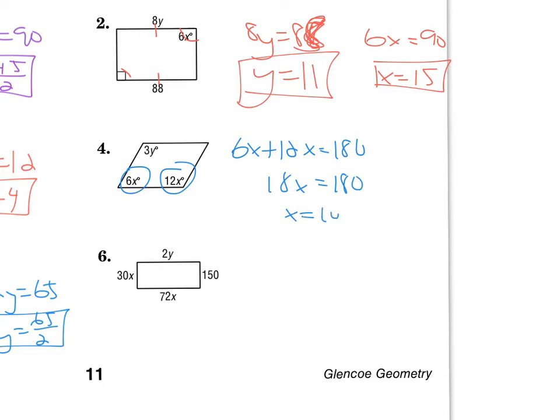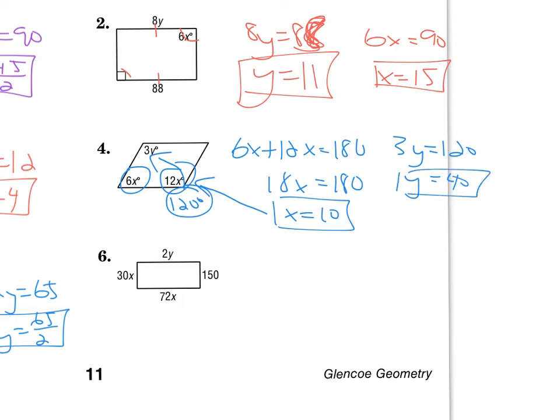Now that information is going to help me find y. If I plug that back in, I know that this little angle down here is 120, because I plug that 10 in for x, and 12 times 10 is 120. And 120 is going to be equal to my 3y, because they're opposite angles, and opposite angles are always congruent. So 3y equals 120, divided by 3, y equals 40.